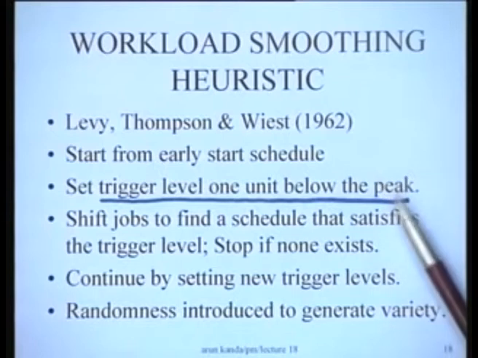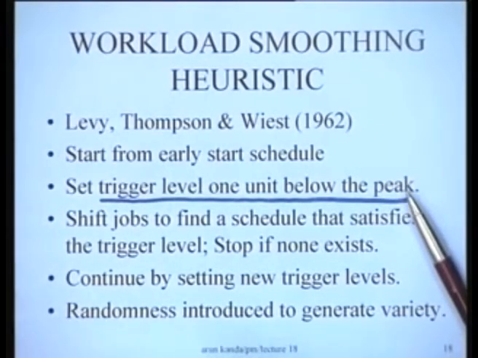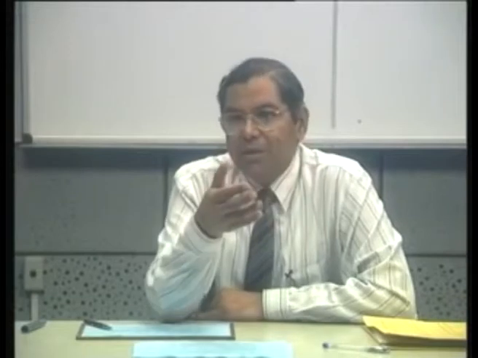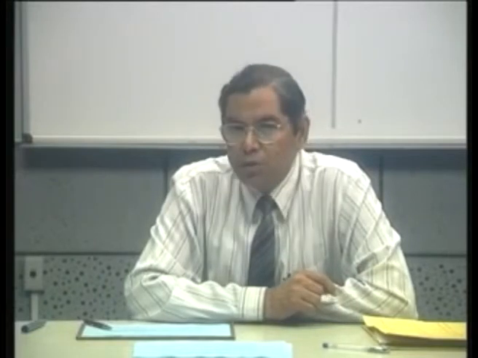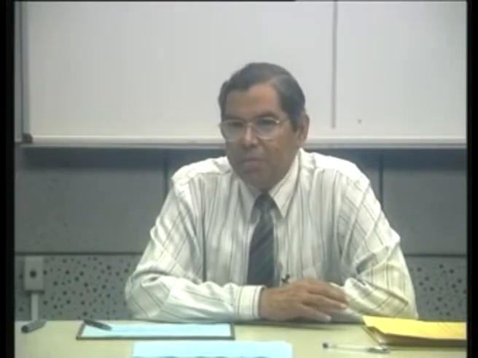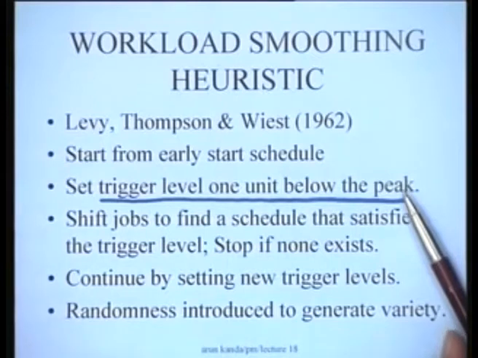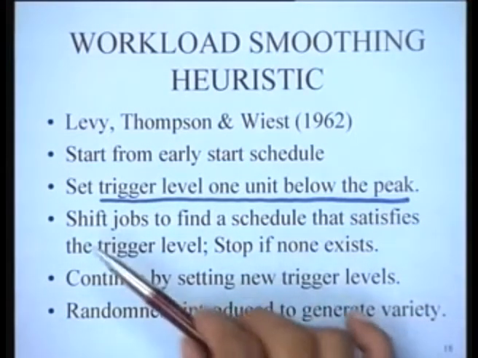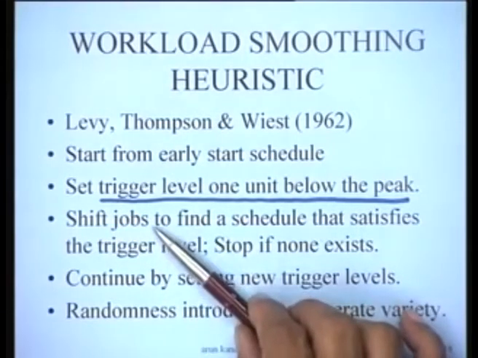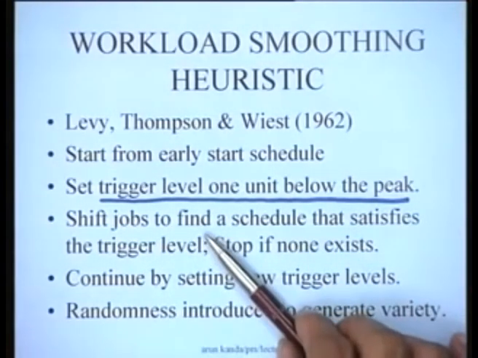So this is the basic idea in the whole procedure. A trigger level is actually a kind of a target, you can say. You are trying to reduce the peak of the resource usage profile by 1 unit at a time. And since you already have a peak which is a certain value, your target is now 1 unit below the peak. And then what you do is you examine the jobs which are currently going on during that particular peak period. And what you try to do is you try to shift those jobs to find a schedule that satisfies the trigger level.